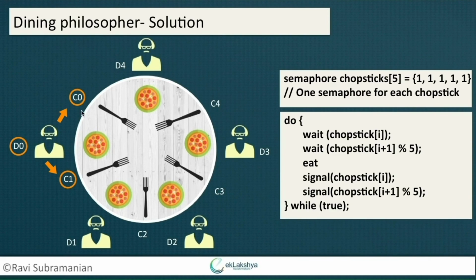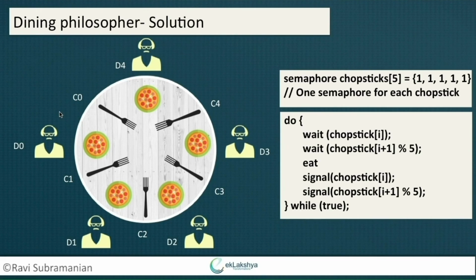D0 will look at C0 and C1, D1 will look at C1 and C2, D2 will look at chopsticks C2 and C3, and D3 will look at chopsticks C3 and C4. And D4 will look at C4 and C0, which is I plus 1 mod 5. So essentially, each philosopher will look at 2 chopsticks, the left and the right. When he gets them, he is going to use them, finish eating, and then release both of them.